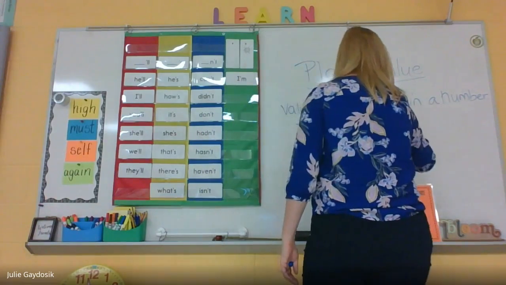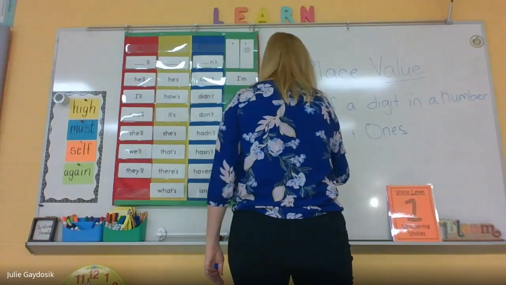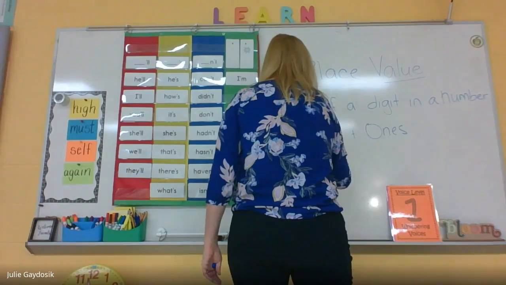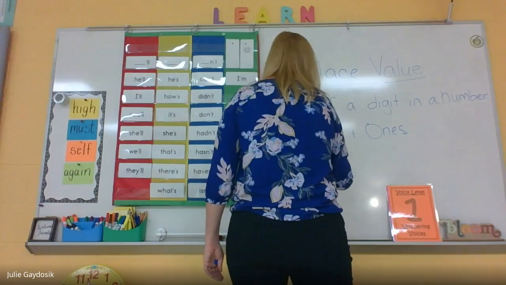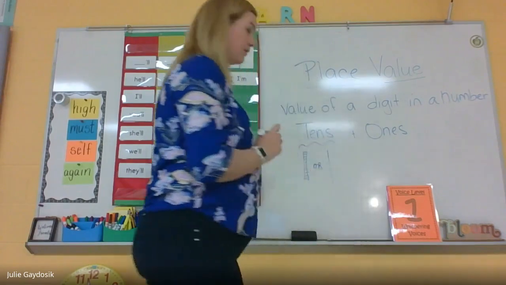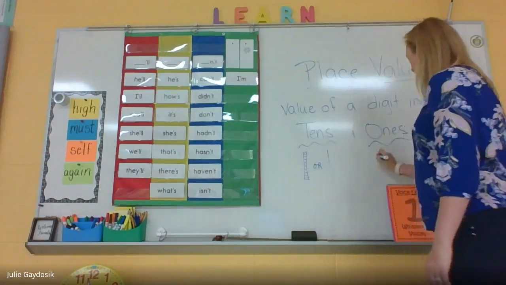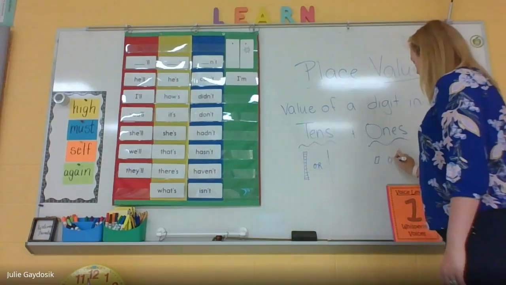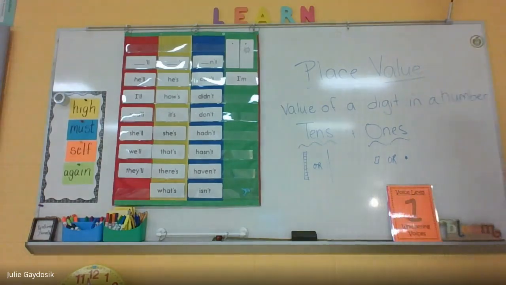And remember, tens are the tens cubes, 1, 2, 3, 4, 5, 6, 7, 8, 9, 10. Or we write it as a stick, okay? And we're talking about ones. We've got the little cubes, or we draw it as a dot, okay?